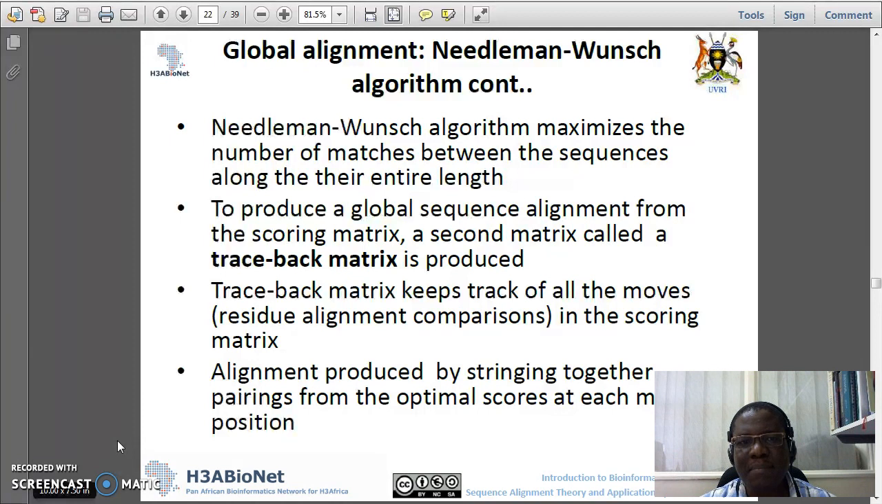And that then guides the path when you get to stringing back together the parts of the optimal solutions that contribute to the final optimal solution. So the traceback matrix is used to keep track of all those various sub-problems that you have to solve in order to arrive at your final optimal solution.